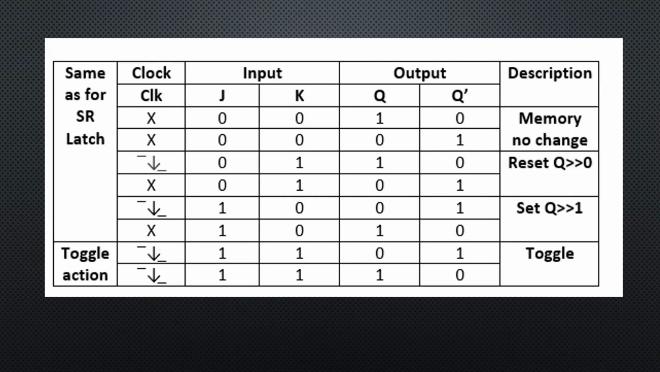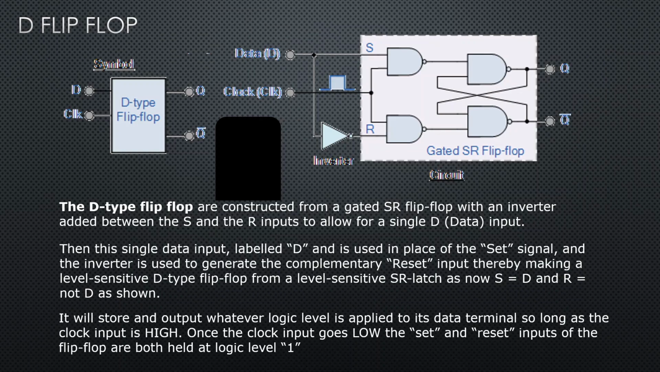Same as for SR latch, it will be the same, and toggle action is the only difference. And you can see memory no change, where it will come at the reset state and then set state and at last at the toggle state. Next we'll see D flip-flop.